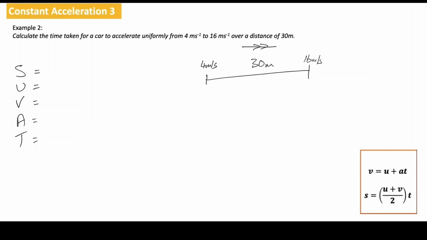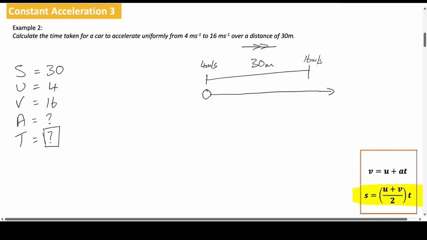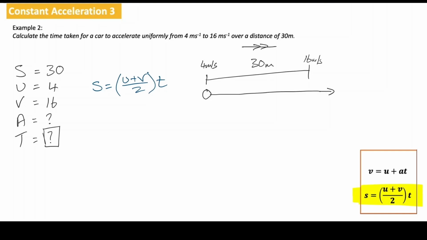Positive direction is off to the right. If the object started here, it's moving in this direction. Let's collect those SUVAT variables and see which formula to use. Displacement of 30, initial velocity of 4, final velocity of 16, unknown acceleration, unknown time, but we're looking for time. We need a formula that uses S, U, V, and T. And that's the second formula over here. Once again, we're going to quote the formula. This is good exam technique. Quote the formula, substitute the values in, rearrange and evaluate.